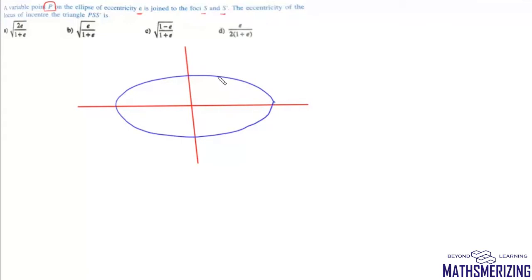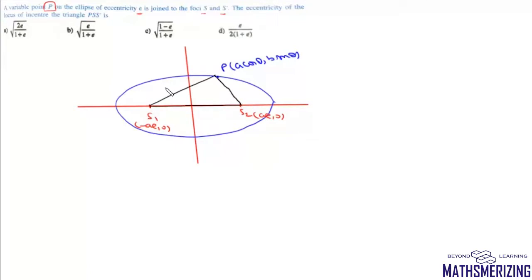And then we have any point P on this ellipse, which is say A cos theta and B sin theta. Now we have two foci, S1 and S2. Say S1 is minus AE comma 0 and S2 is AE comma 0. So now we'll talk about this triangle, which is PS1S2.